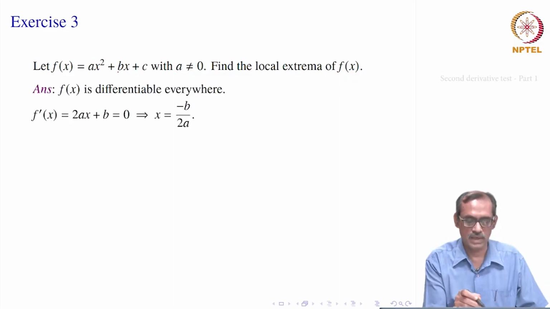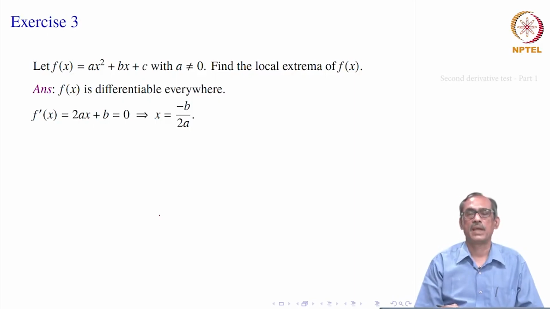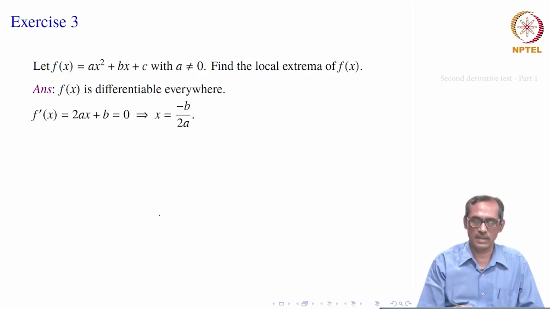What we do is see that it is differentiable everywhere, even twice, it is a polynomial. So, f'(x) gives us 2ax + b, and to find the critical points we equate that to 0, and we get only one point, x = -b/2a. This is the only point where there can be a local maximum or local minimum, because it is defined throughout R. So, there are no endpoints.